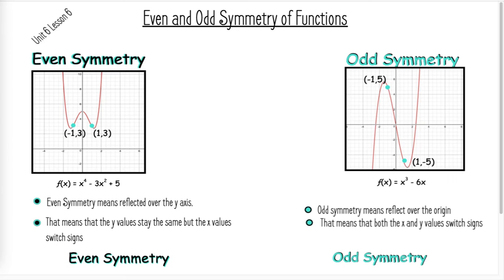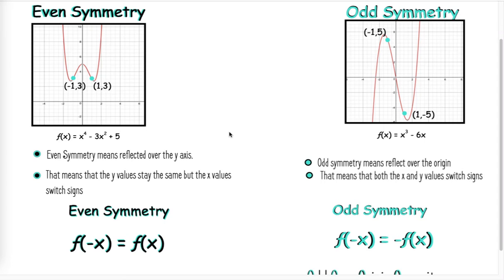The final lesson of Unit 6 isn't anything really new other than giving special names to something, and it's called even and odd symmetry of functions. And once again, symmetry means to be even on both sides of something. So the first symmetry we're going to look at is even symmetry, and that is right here on our left.